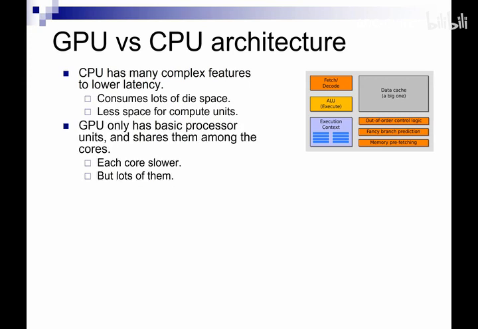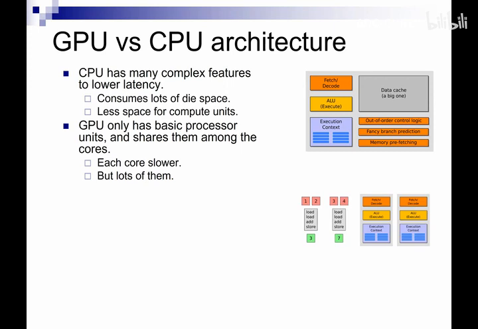Now the GPU doesn't try to make each task run fast. So the GPU doesn't really need all of these complicated features that the CPU has. It doesn't really do out of order computation or branch prediction or all of this other stuff, and it doesn't have a big data cache. All the GPU wants to do is compute. So basically each GPU core is much simpler than a CPU core.